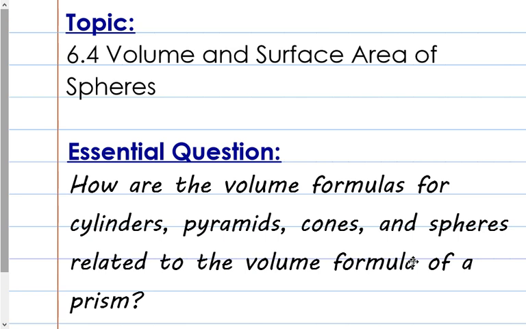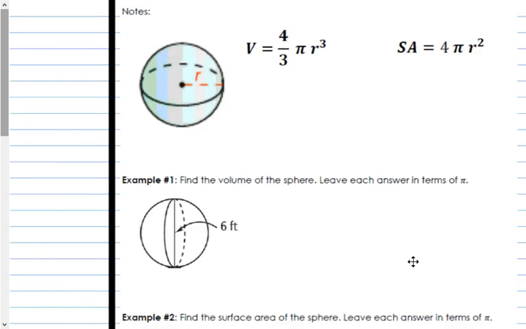We've been doing volume, and so now we are adding in surface area, but just of the sphere today. The essential question is, how are the volume formulas for cylinders, pyramids, cones, and spheres related to the volume formula of a prism? So, the volume formula for a sphere is volume equals 4/3 pi r cubed.